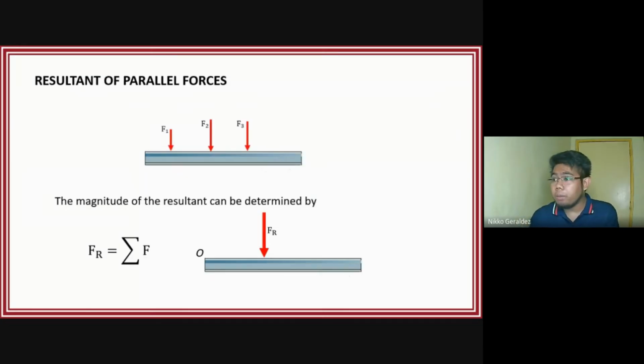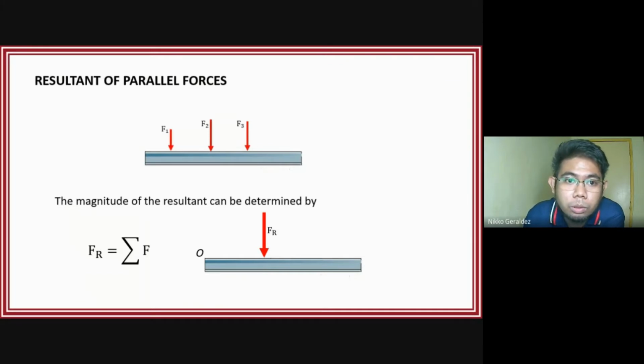Resultant of parallel forces. So, parallel forces lang. So, ganun lang ang sign convention natin for parallel forces: upward positive, downward negative. So, kunin mo lang yung sum.